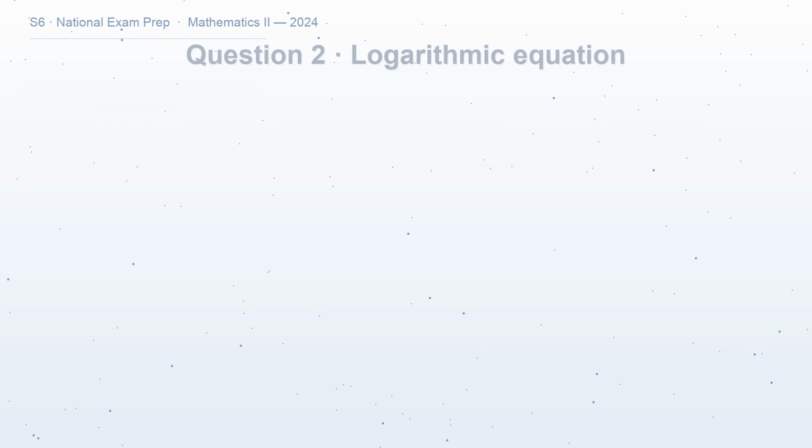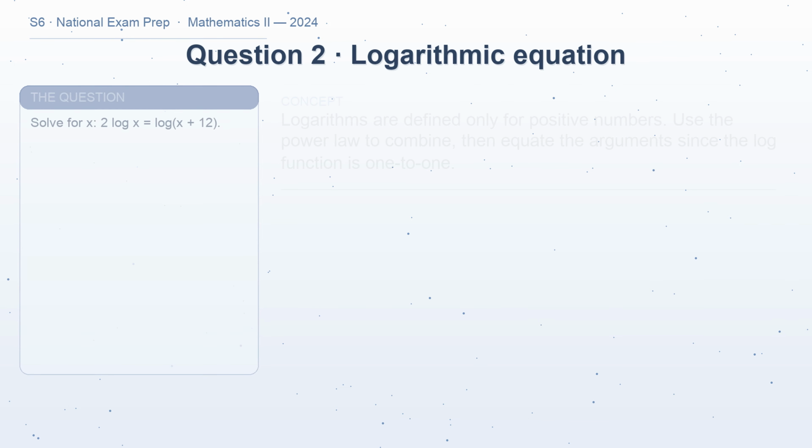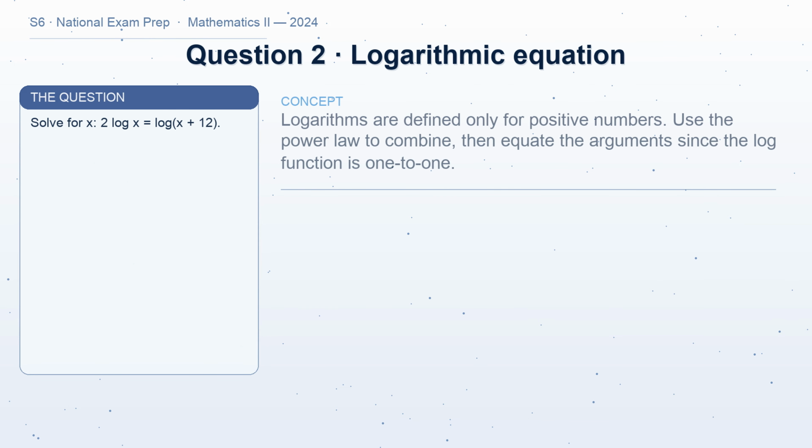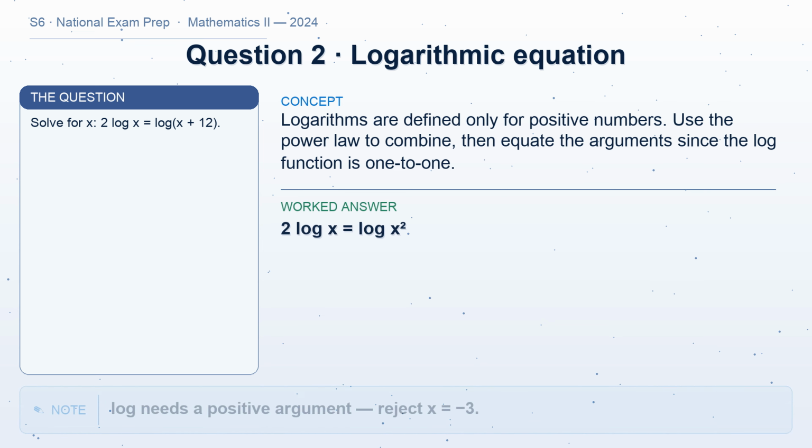Question 2. Solve 2 log x equals log of x plus 12. Remember, logarithms only accept positive inputs. Keep that in mind for the end. Using the power law, 2 log x is log of x squared. Since the log function is 1 to 1, the insides must match. x squared equals x plus 12.